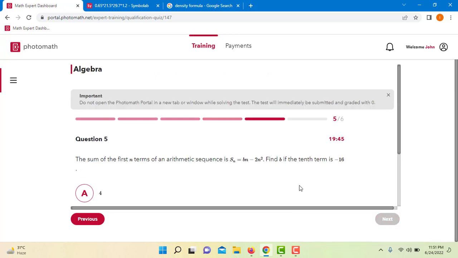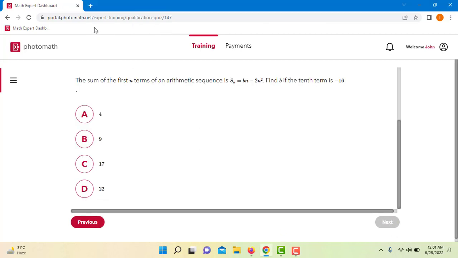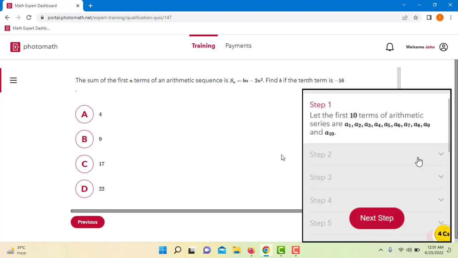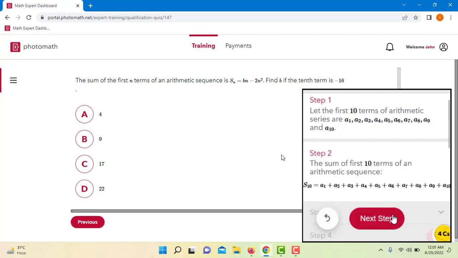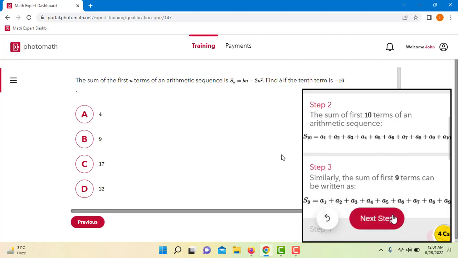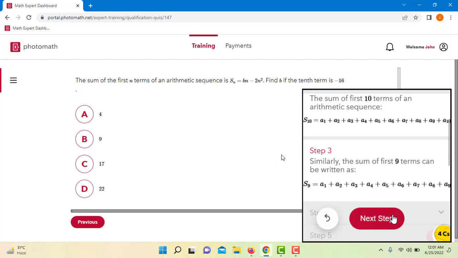In this task, the sum of n terms of the arithmetic series is given, and the 10th term of the sequence is minus 16. The required is to find the value of b. Let's assume the 10 terms in the arithmetic series are A1, A2, A3 up to A10. Then S10, which is the sum of 10 terms, is represented in step 2. Similarly, S9 is the sum of 9 terms, which is represented in step 3.